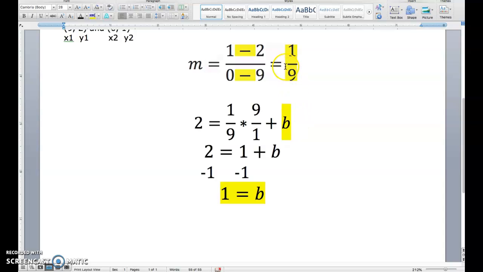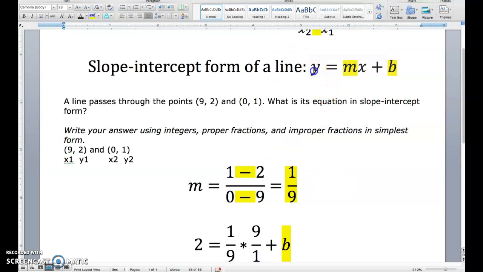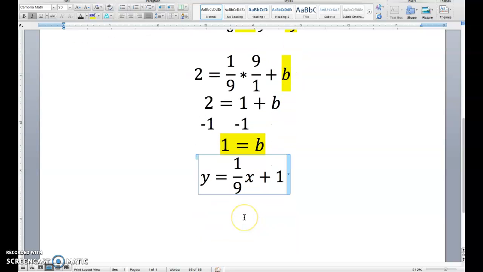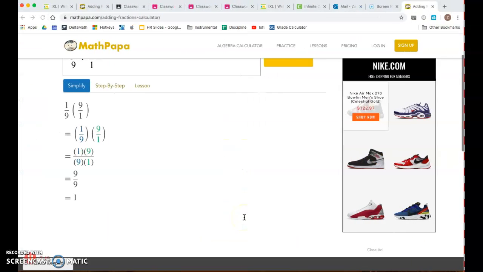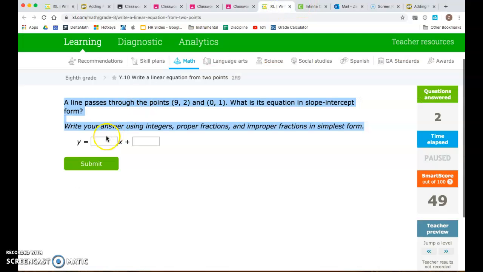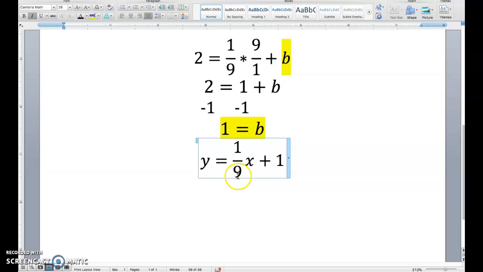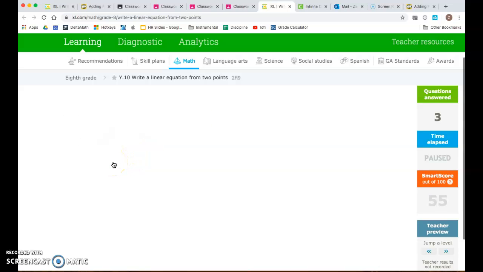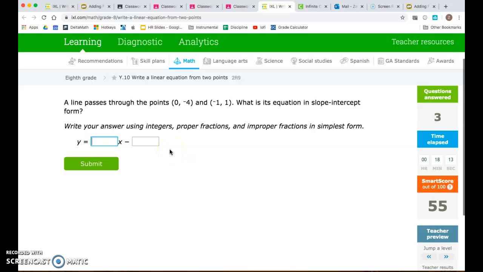Okay. So I have a number for m, and I have a number for b. Great. So I am pretty much done. I just have to put those two numbers into my slope-intercept formula. We said that m is 1 over 9. We said b is 1. Let's see if IXL agrees. We said 1 over 9 is our m, and we said 1 is our b value. Submit. Thank God. All right, cool.